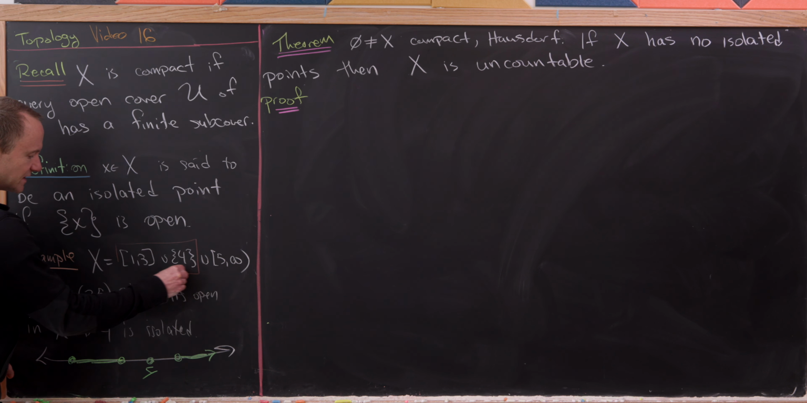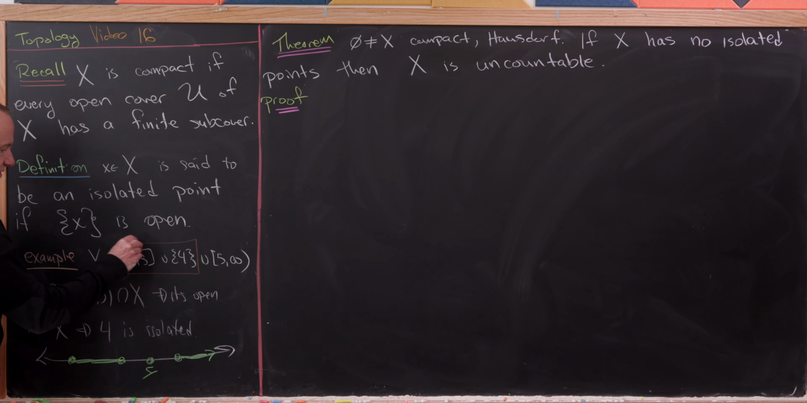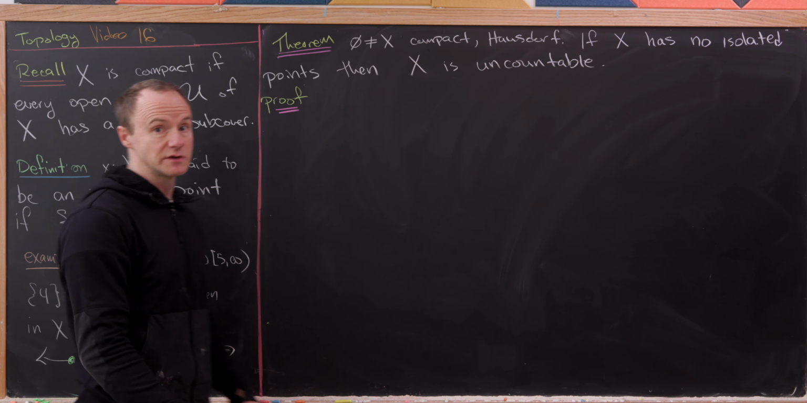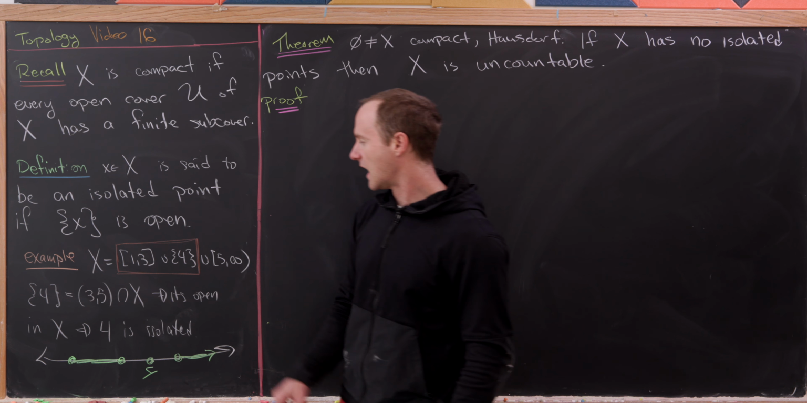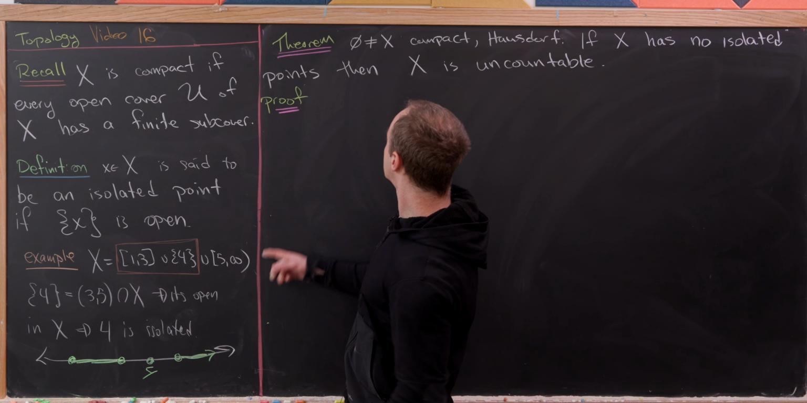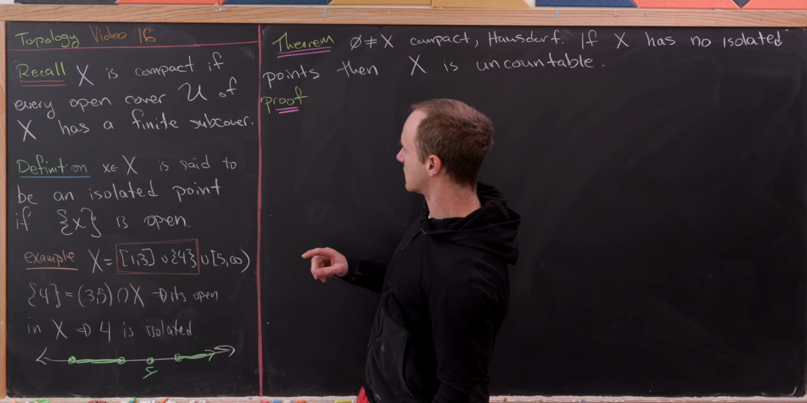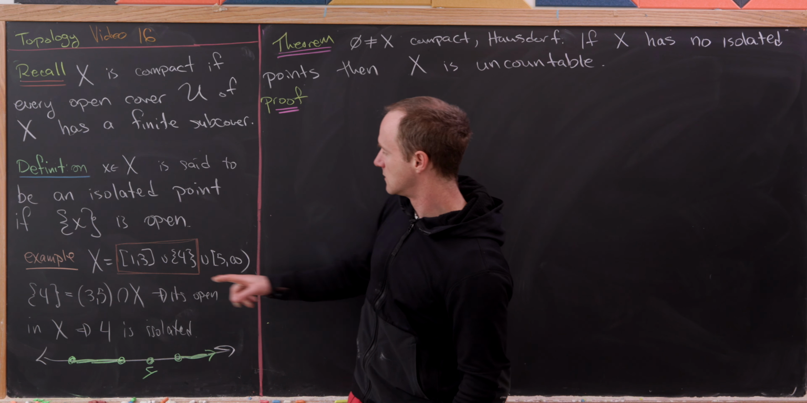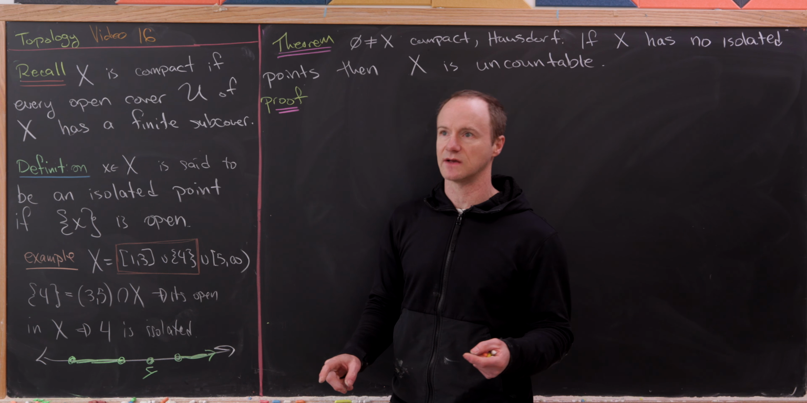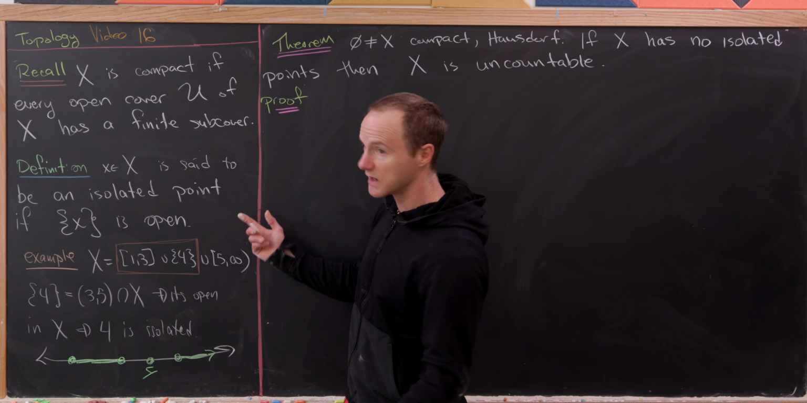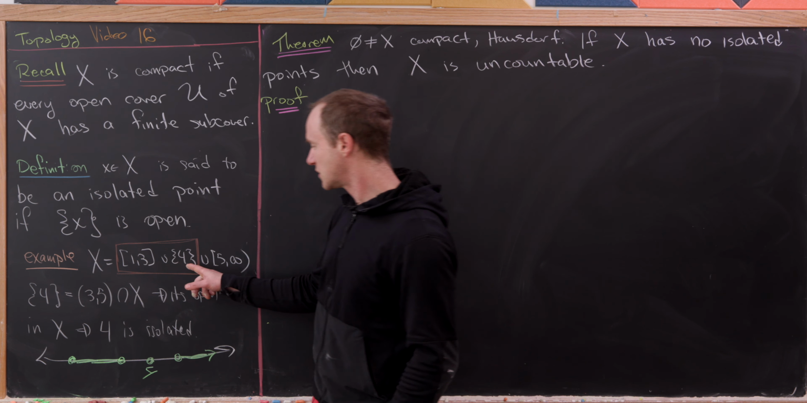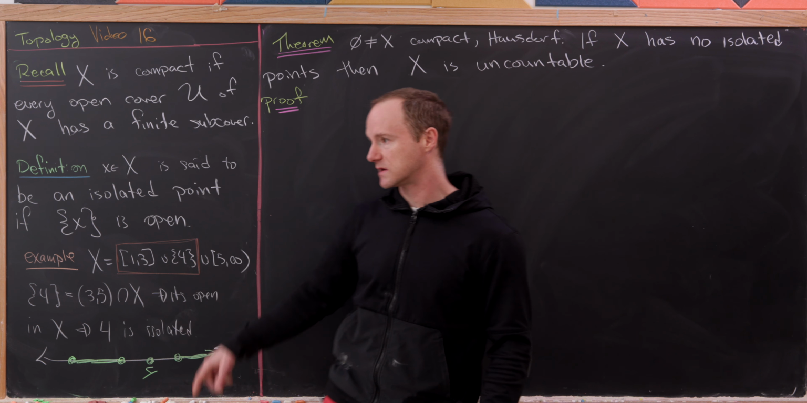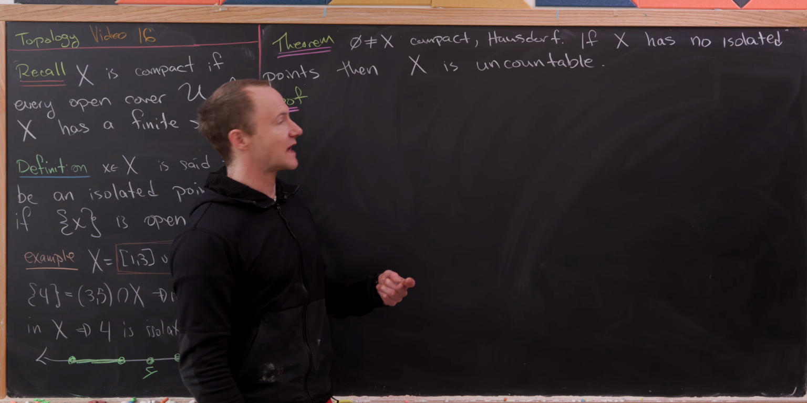What if we just consider these two things right here? The interval from 1 to 3, closed interval from 1 to 3, and the singleton 4. Let's observe that that's most definitely compact because it's closed and bounded and it's a subset of the real line. It's non-empty, and it's Hausdorff. But let's observe that it has an isolated point, and yet it's also uncountable.